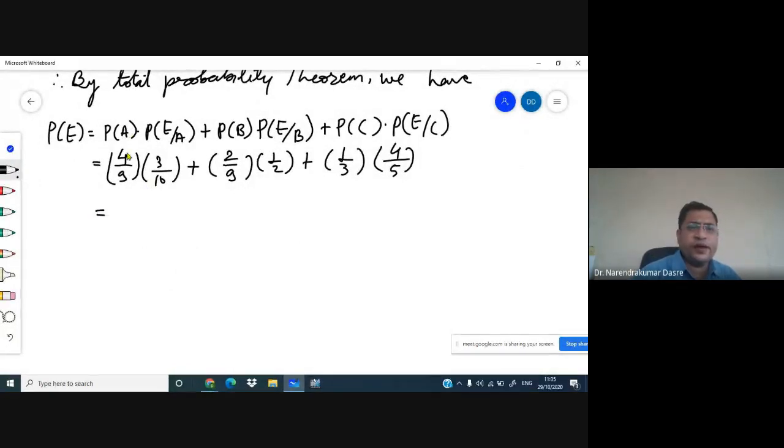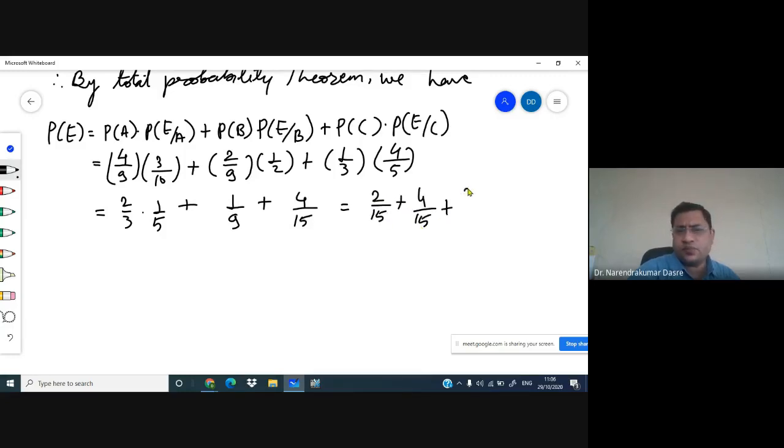So we simplify. This is going to be 2 by 3 into 1 by 5. The 3 and 3 you can cancel, the 2 and 2 you can cancel. Plus, this 2 will get cancelled, giving 1 by 9. Plus we have 4 by 15. So I can have 2 by 15 plus 4 by 15 plus 1 by 9.